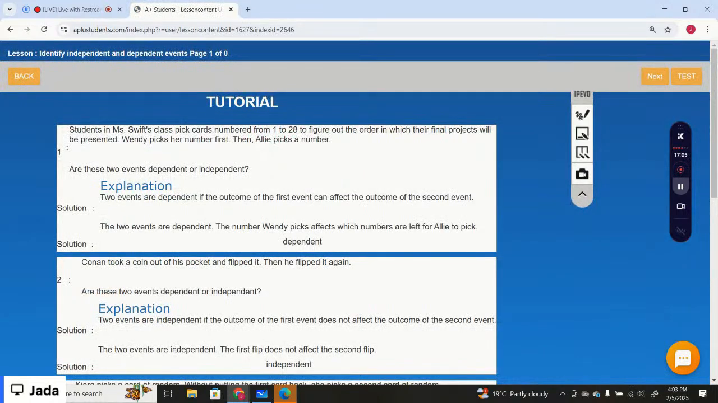Students in Miss Swift's class picked cards numbered from 1 to 28 to figure out the order in which their final projects will be presented. Wendy picks her number first, then Ellie picks a number. Are these two events dependent or independent?